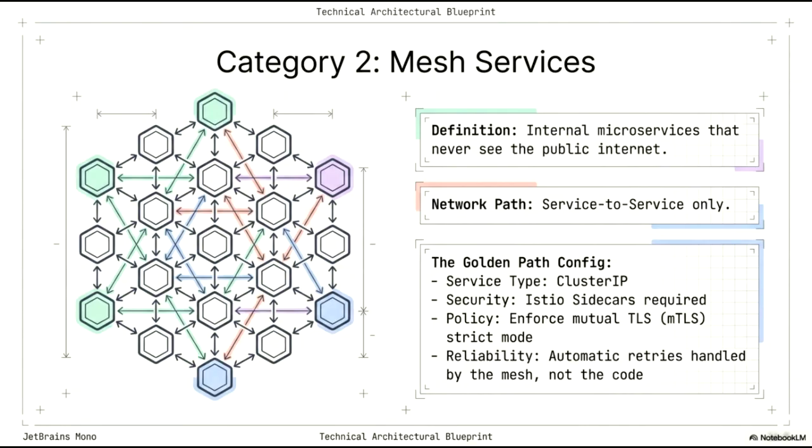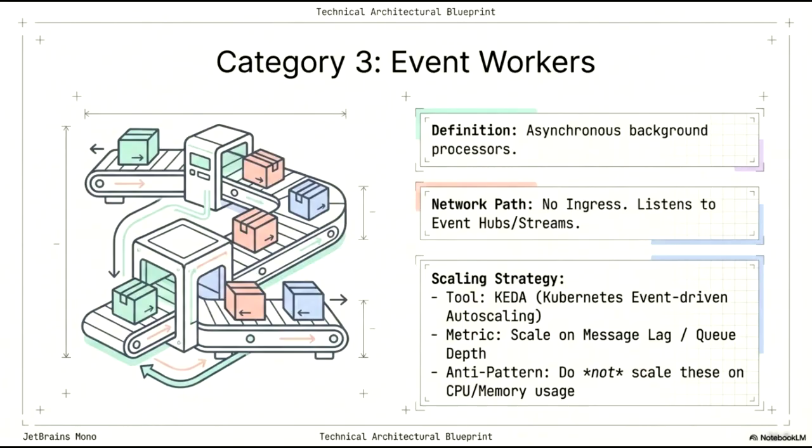Furthermore, we offload reliability concerns to the infrastructure. Automatic retries are handled by the mesh itself, removing that complexity from the application code and ensuring consistent behavior across the entire architectural footprint. Category 3 focuses on event workers, which are defined as asynchronous background processors.